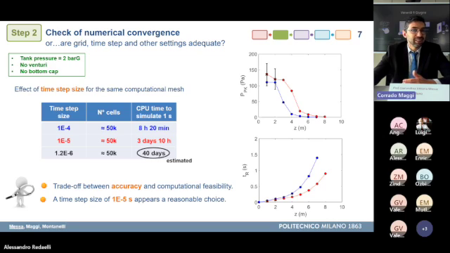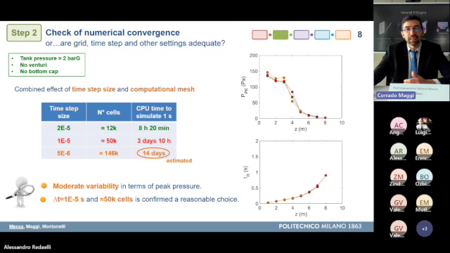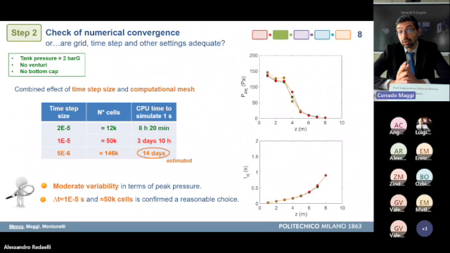But in this case, the pressure wave has not arrived to the end of the bag. And so we had only the peak pressures and the arrival time up to a distance of 2 meters. Based on these findings, we can say that basically a time step size of 10^-5 here appears the most reasonable choice. But as we said, this analysis was performed by keeping the computational mesh constant.